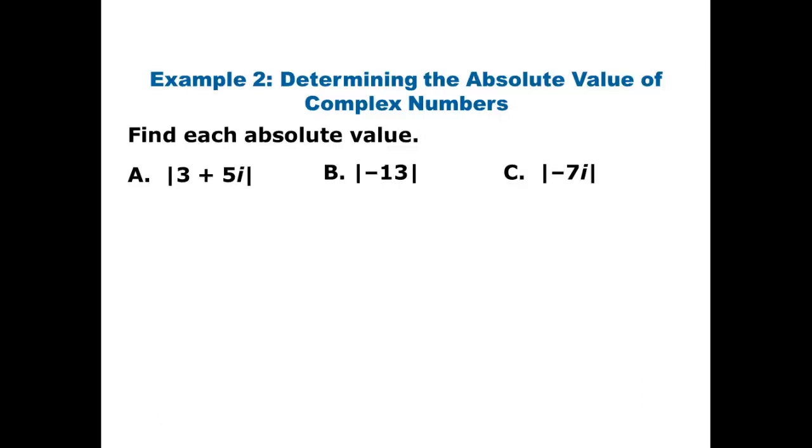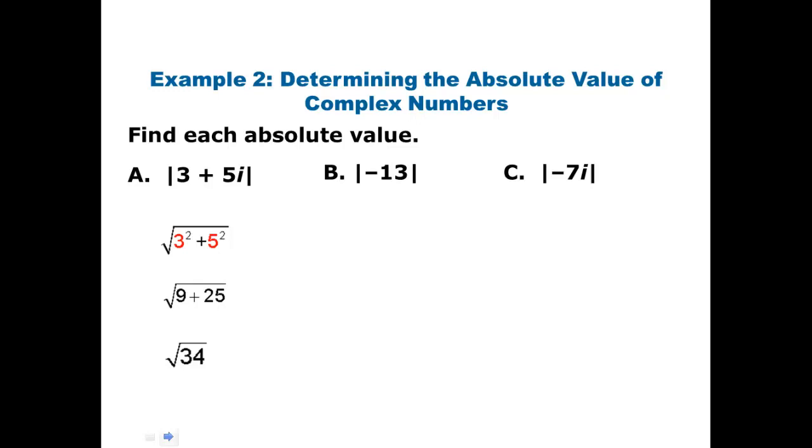Alright, find the absolute value of each, and what we're going to do is just use that equation where we have the square root of a squared plus b squared. So if we take a look at a, we're going to do the square root of 3 squared plus 5 squared. Okay, we actually want to square those, so it's going to be 9 plus 25. And the square root of 34, which does not have any perfect squares, so we cannot simplify it further. So that would be our answer.